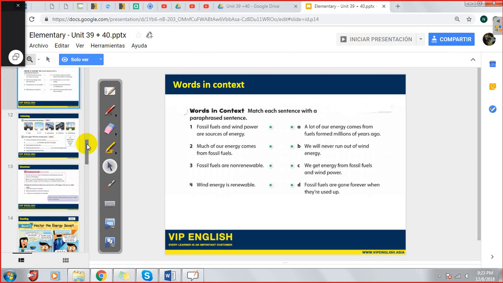The sentences are on the right. A lot of our energy comes from fuels from millions of years ago. We will never run out of wind energy. We get energy from fossil fuels and wind power. Fossil fuels are gone forever when they're used up. For example, fossil fuels and wind power are sources of energy. The paraphrased sentence is: we get energy from fossil fuels and wind power.